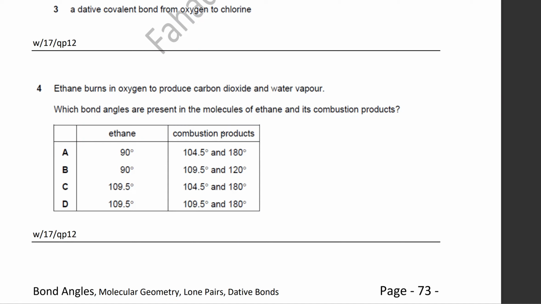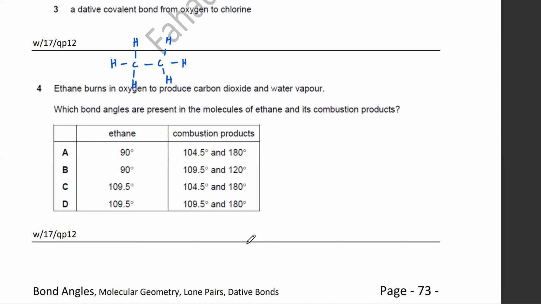So ethane is C2H6. Can anyone tell me what is the bond angle or what is the shape when carbon is bonded to 4 atoms? Look at the central atom. Carbon is bonded to 4 atoms, so it's making 4 bonds. Can anyone tell me what the shape is when carbon is bonded to 4 atoms?